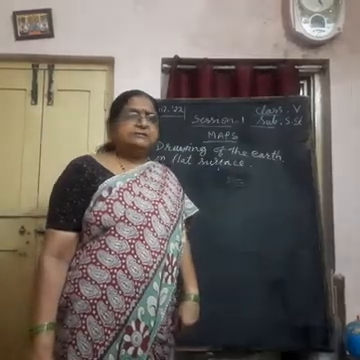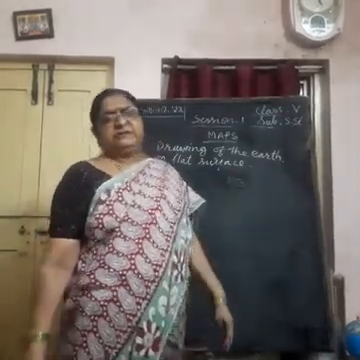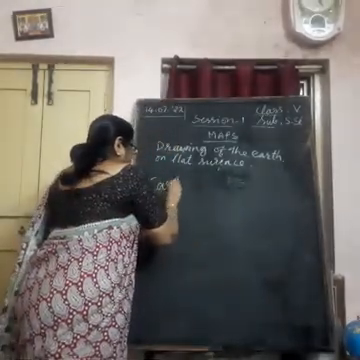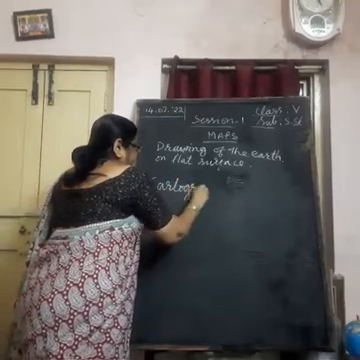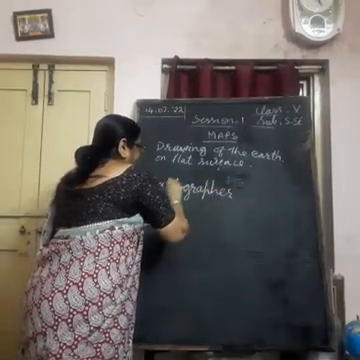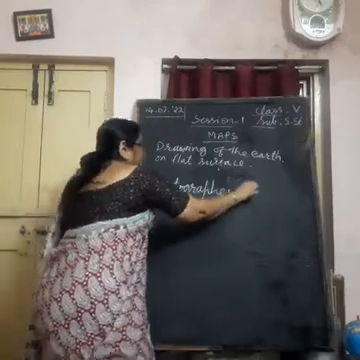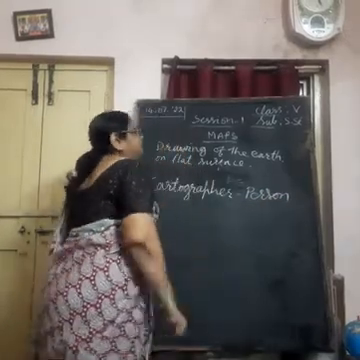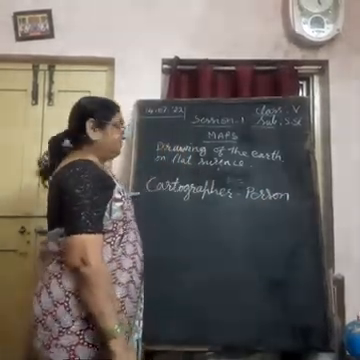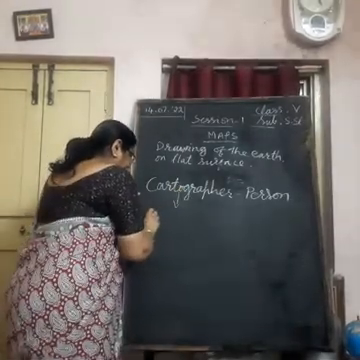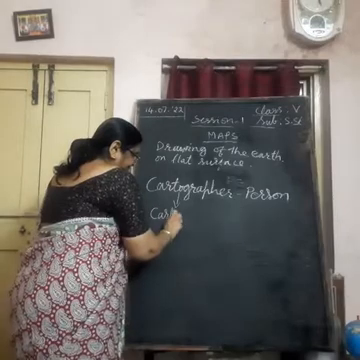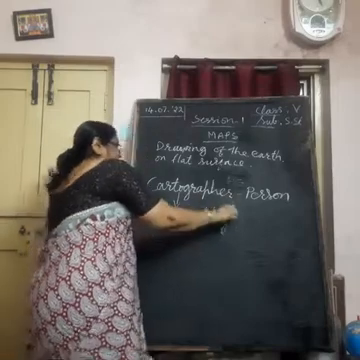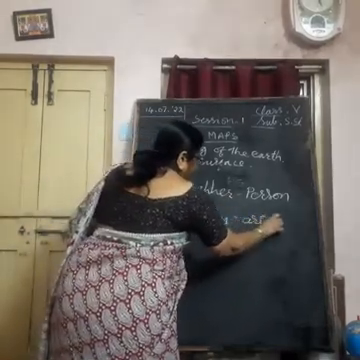And you know, the person who makes the map, or the scientist who makes the map, is called a cartographer. He is a person who makes the map. It is not an easy task, children. It takes a lot of time, a lot of study, everything to do it. And the art of making a map is called cartography.